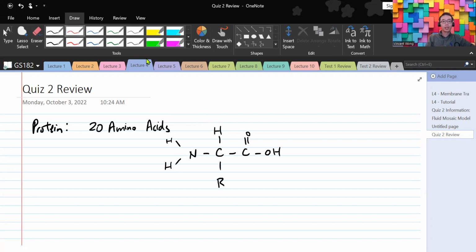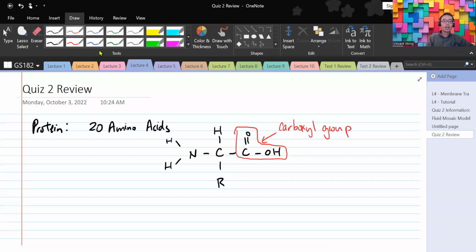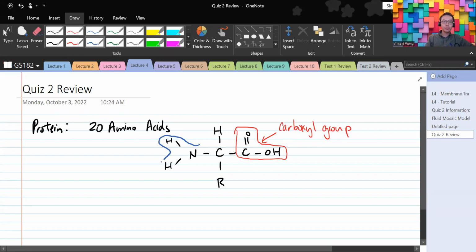Right. So there is the central carbon right there. This over here, we call that the carboxyl group. Right, the acid group essentially. And over here, we have the amino group. Okay, so when you connect two amino acids together, the carboxyl group will connect with the amino group of another amino acid to form a peptide bond.